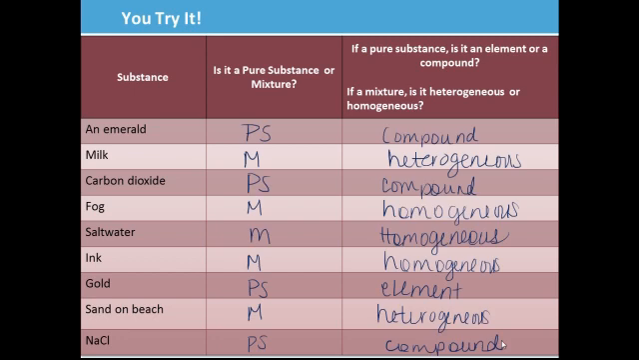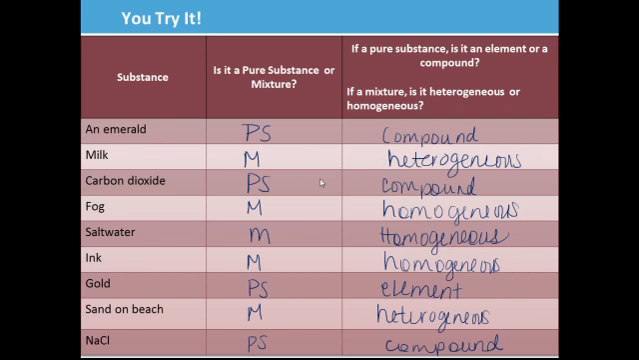We have written the answers up on the board. If you would like to pause this recording to give yourself an opportunity to write down those answers, that would be great, and check with yours. An emerald is a pure substance. It is made up of a compound. Milk is a heterogeneous mixture, as not all parts of the milk are identical. The oil does not completely dissolve in there, therefore it is a heterogeneous mixture.